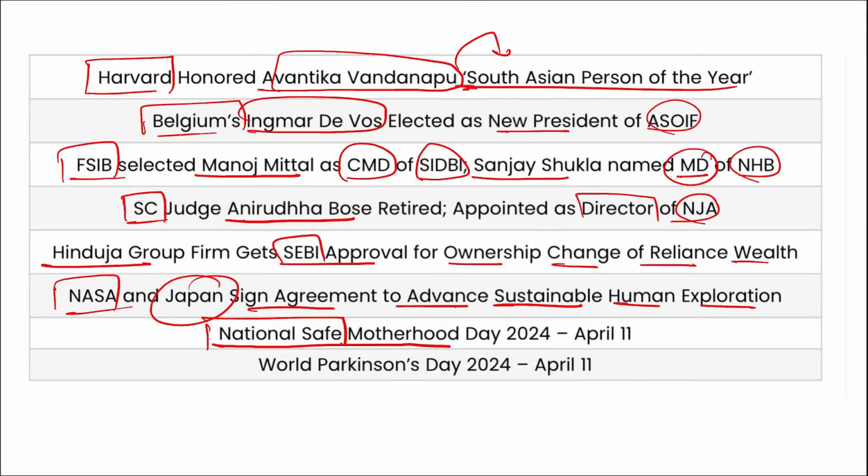National Safe Motherhood Day is observed on 11th of April on the birth anniversary of Kasturba Gandhi, and World Parkinson's Day is observed on 11th of April. So these are your important current affairs for today, friends. Now let's move to some revision part that will be beneficial for your learning.